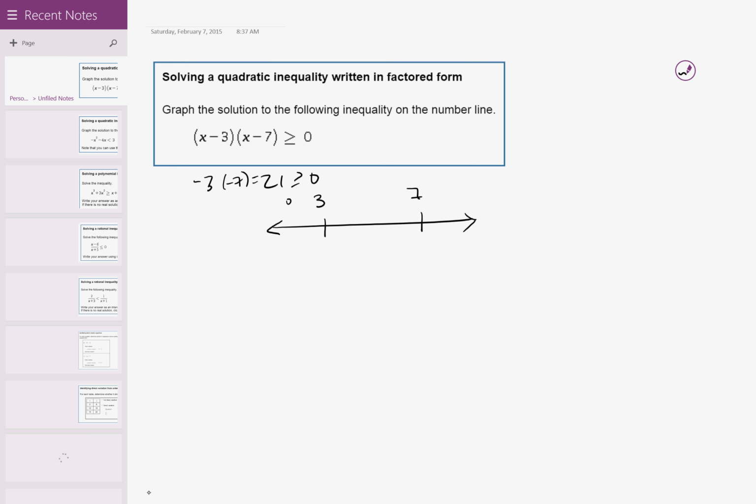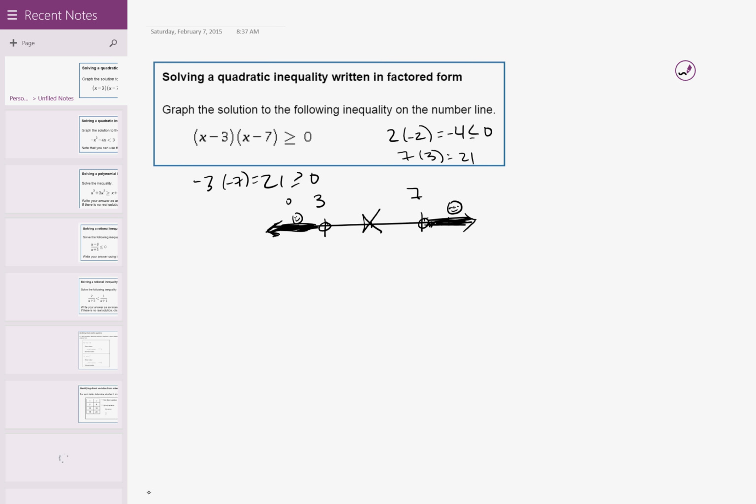And so this part is correct. And then pick a point in here, say 5, and 2 times -2 is -4, which is less than 0. And so this part is incorrect. And then pick a point up here, say 10, and 7 times 3 is 21, which is greater than 0. And so this part is correct. And so you've been told that you would graph it by checking points in the different sections of the line.